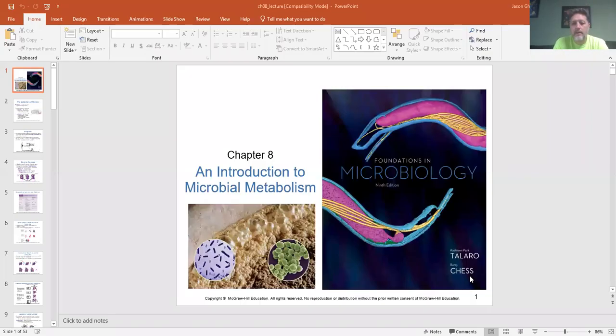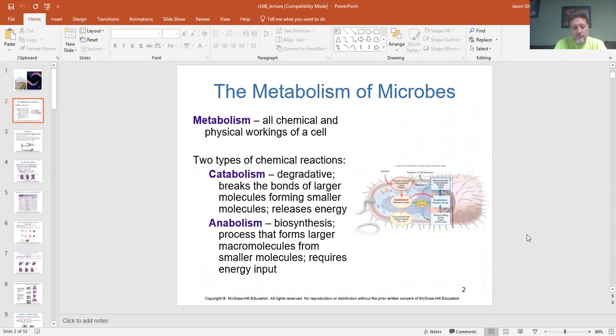Starting chapter 8 for microbiology, this would be metabolism. All right, metabolism is just all chemical functions that occur inside of a cell. Doesn't matter what kind they are. If it's a chemical reaction, then it's metabolism.